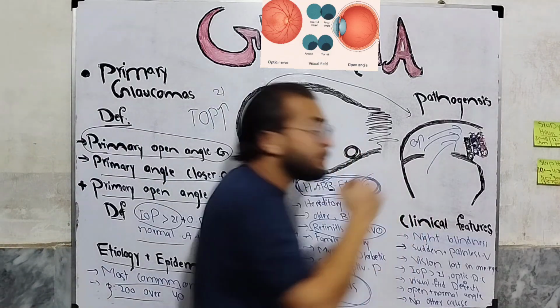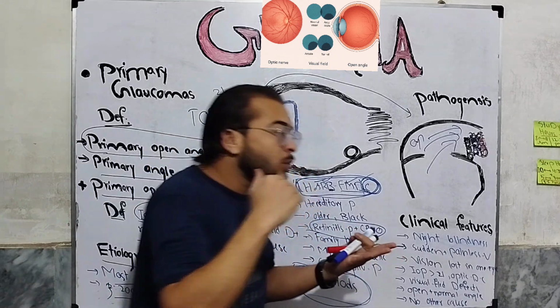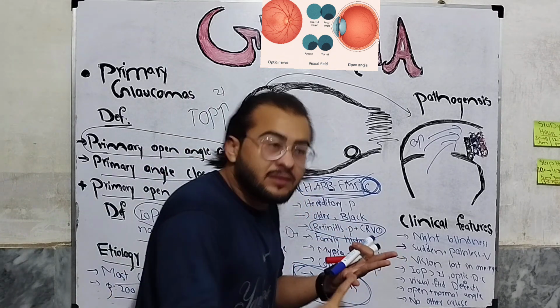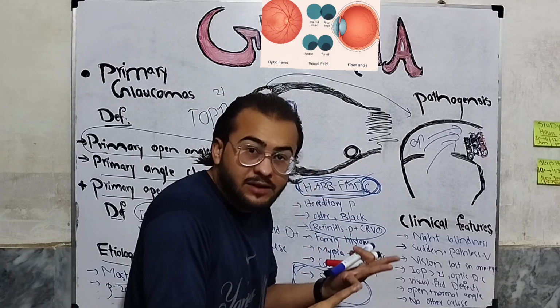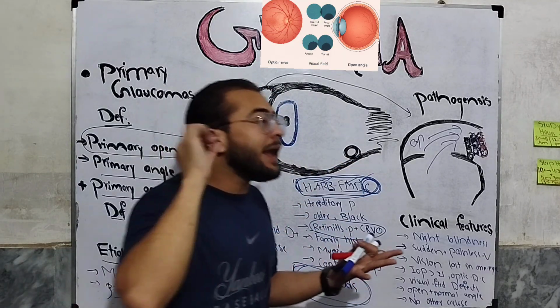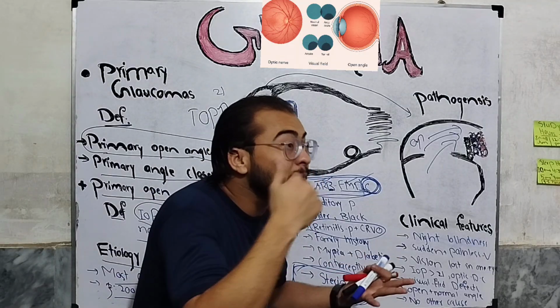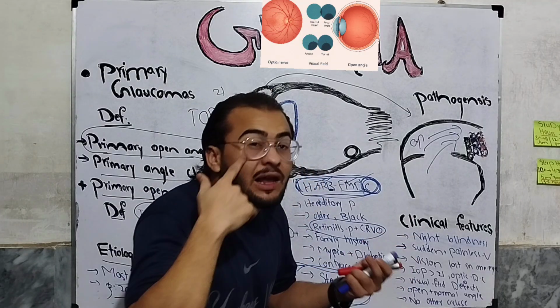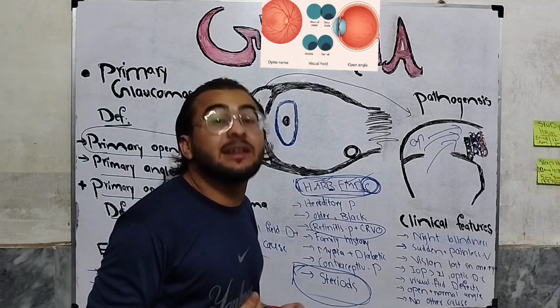Now, how will the patient present to us? What are the clinical features? The patient will present with night blindness, delayed dark adaptation, and a painless sudden visual loss. This visual loss can be complete visual loss in one eye and severely deteriorated vision in the other eye.